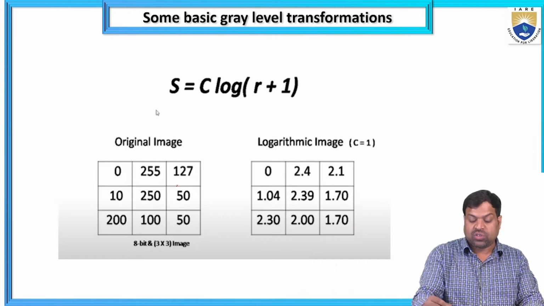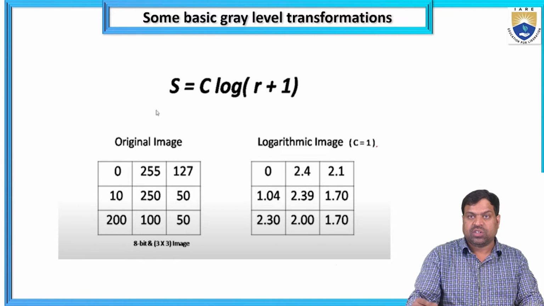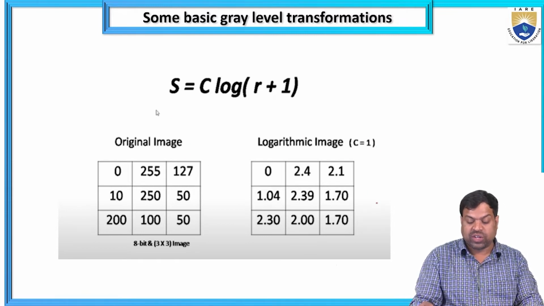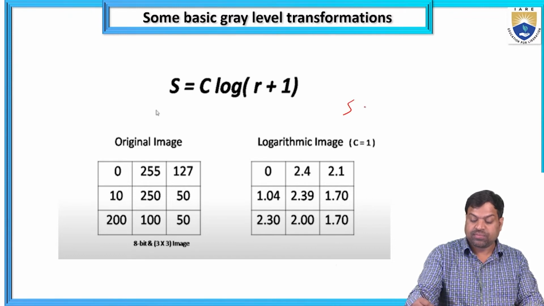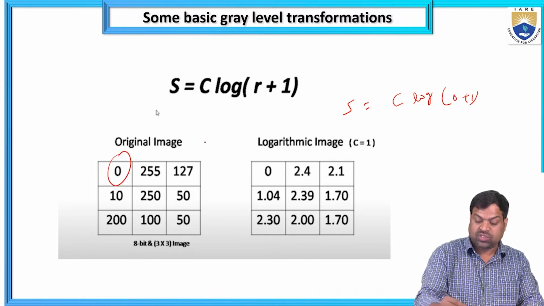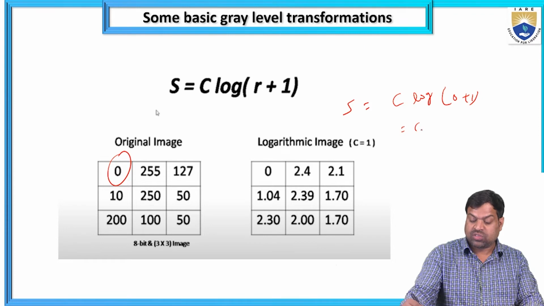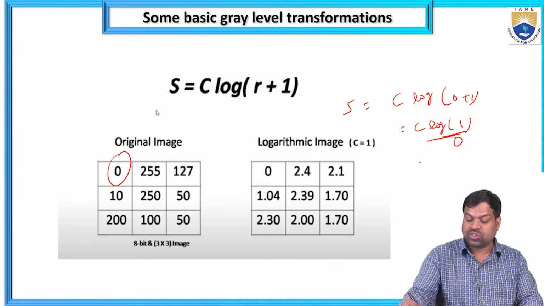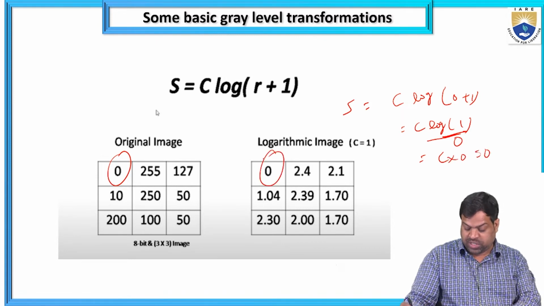So, S equal to C into log of R plus 1. R is the original image intensity values. S is the logarithmic image values. So, here S equal to C into log of 0 plus 1. I am applying 0 plus 1. So C log of 1. What is the log 1 value? 0. So C into 0 is 0.